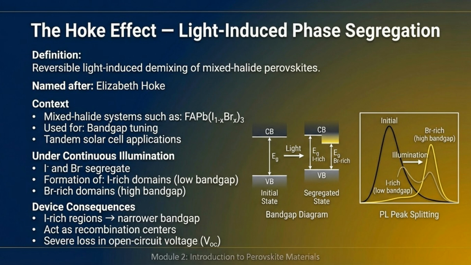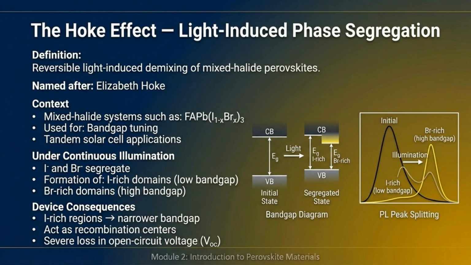Now we turn to a more subtle but equally critical instability, the Hoke effect. This phenomenon was first systematically reported by Elizabeth Hoke in mixed halide perovskites. To tune the band gap for tandem solar cell applications, iodide and bromide are alloyed within the lattice. In the dark, these halides remain homogeneously mixed. However, under continuous illumination, something remarkable occurs. The halides segregate into iodine-rich and bromine-rich domains. This segregation is reversible once illumination is removed, indicating that the phenomenon is kinetically driven.